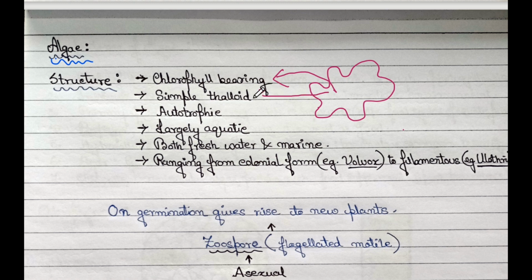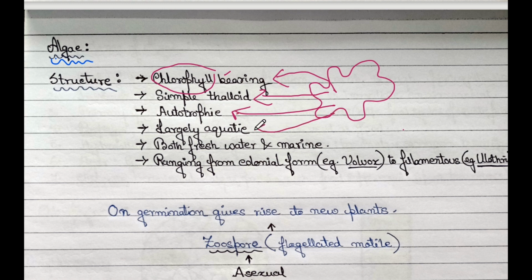So, simple thallus bearing chlorophyll. Now, what will it do bearing chlorophyll? It will obviously synthesize its own food. Correct? So, it is again generally autotrophic. It is a simple thalloid structure and it is autotrophic.